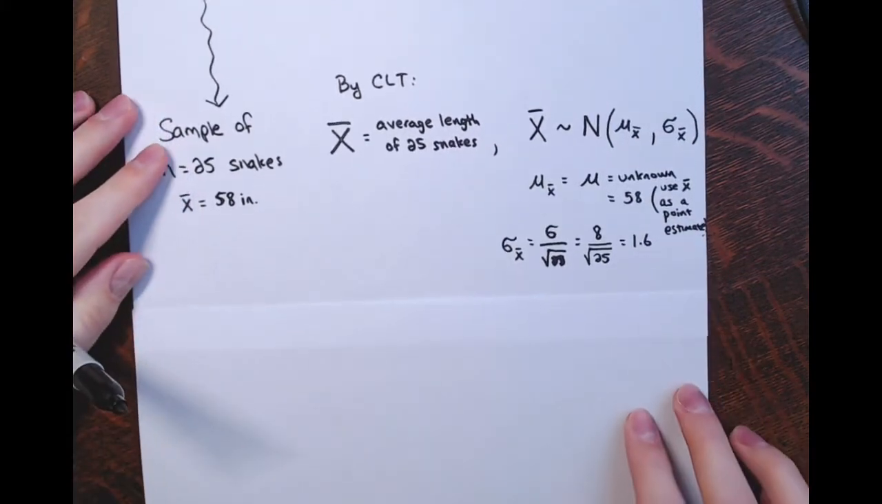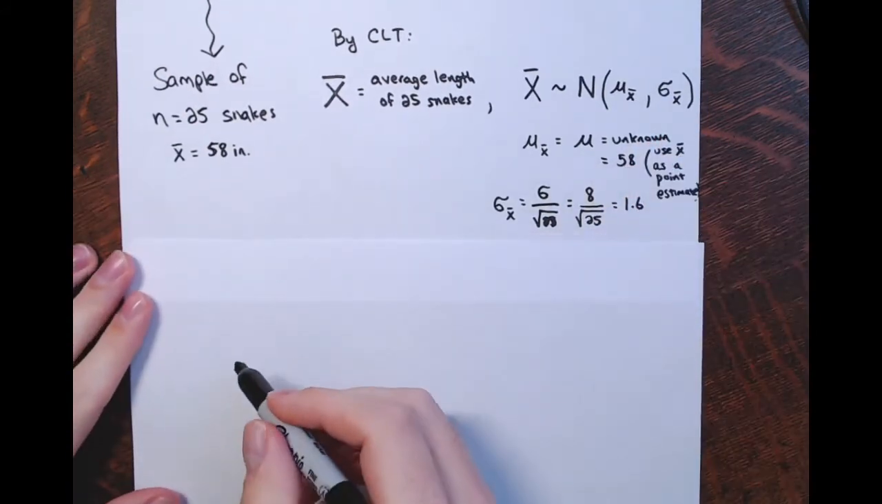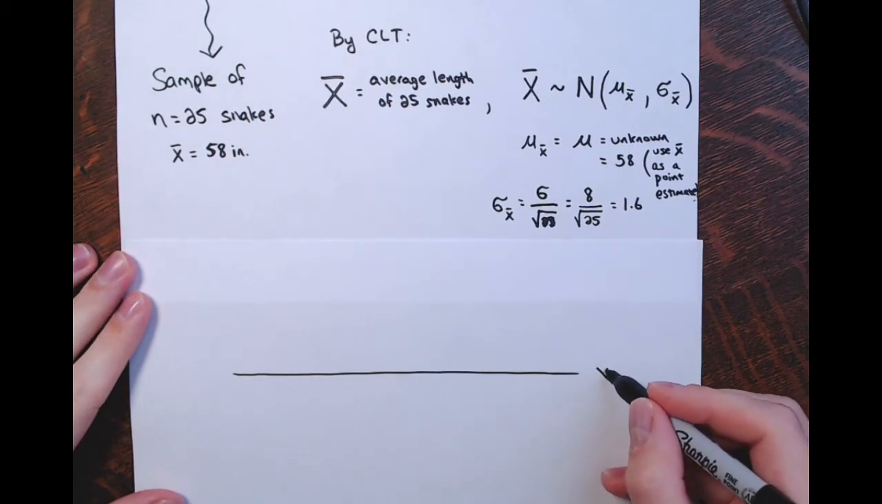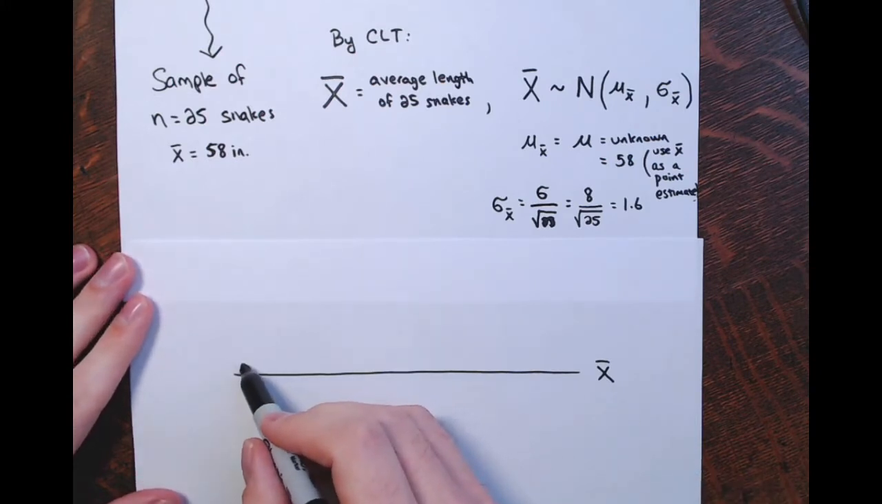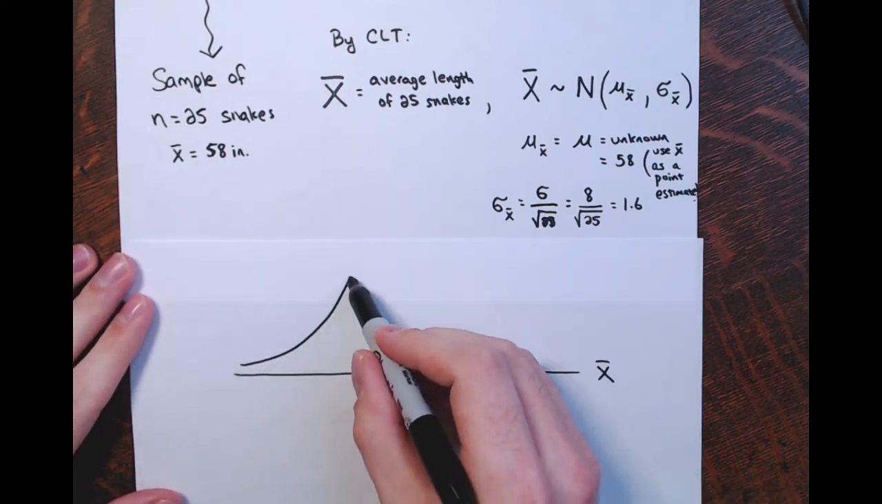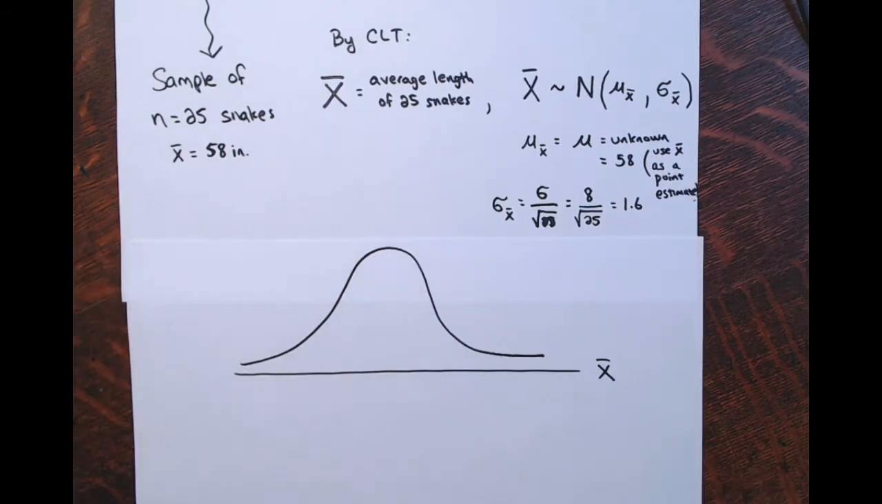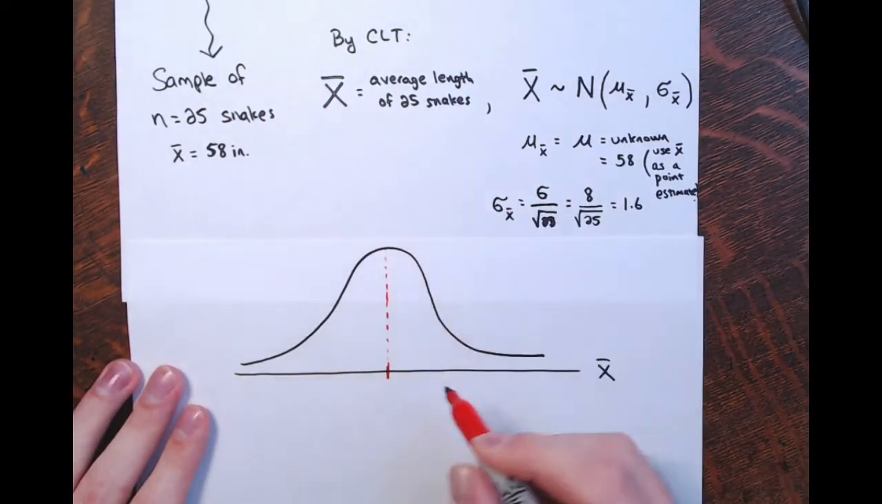Of the distribution of these average lengths of groups of 25 snakes. So here's a number line with different possible values of x bar, different possible values of the average lengths of groups of 25. So it would be normally distributed, right? So I'm going to do this like a symmetrical bell shape. Underneath the peak of this goes our mean. Right, so on the number line here.